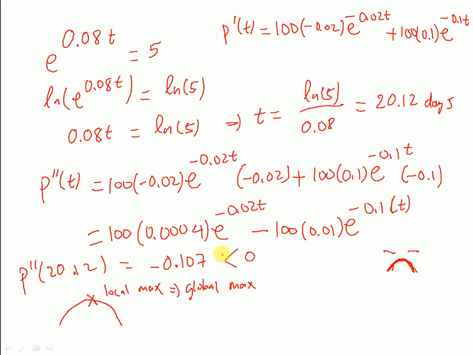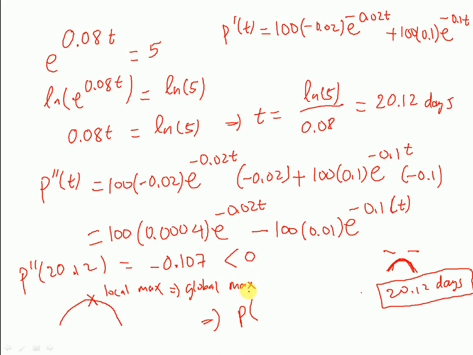Okay, so now we have the critical point. We can plug in this critical point. Now they ask us to find, the question is, when is the photosynthesis occurring fastest? We can say that it's at 20.12 days. So at this time, the photosynthesis is occurring fastest.